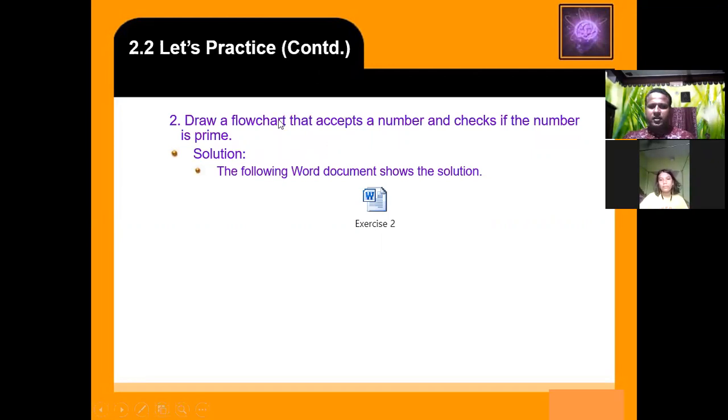See there. Draw the flowchart that accepts a number and checks if the number is prime or not. For checking that a number is prime, which one is the prime number?